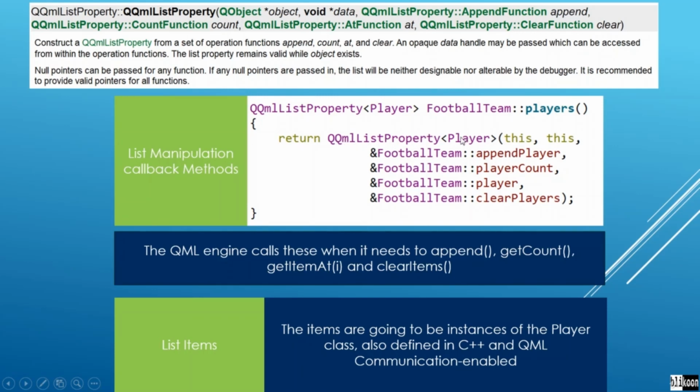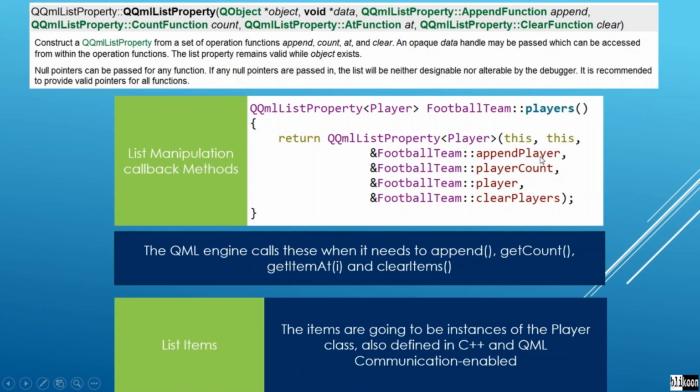You see, we return a QML list property, and we pass in a bunch of pointers. The first pointer is a link to the object that is going to manage the lifetime of the list property. The second pointer points to the class or the object that holds this QML list property. In this case, it's going to be our football team. And again, we make it clear that the QML engine calls these methods when it needs to manipulate the data that we have in C++.